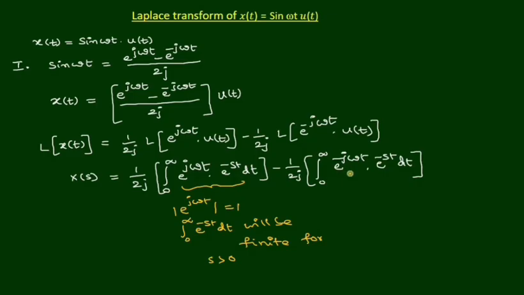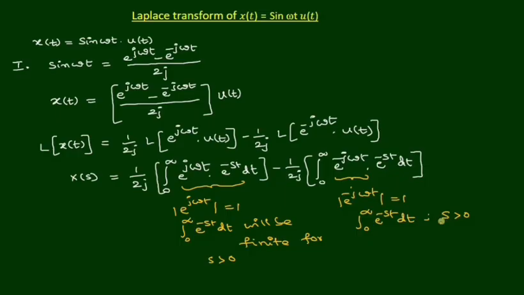Similarly, the second term is having the two exponentials e power minus j omega t multiplied with e power minus st. Here also we can write the magnitude of e power minus j omega t is equal to 1, irrespective of the value of omega t. Then the expression becomes integral 0 to infinity e power minus st dt. And this function will be finite if s value is greater than 0.